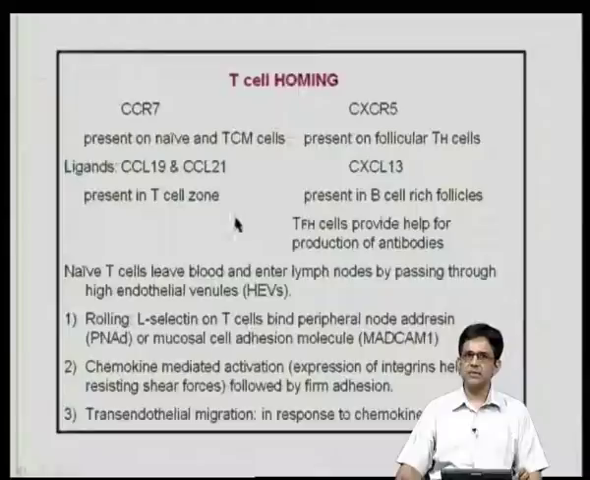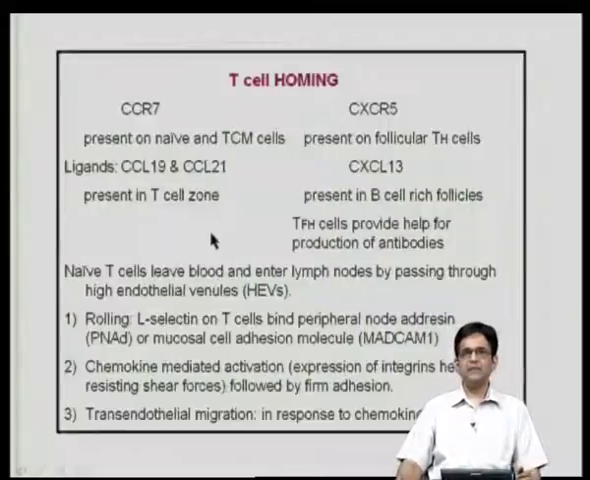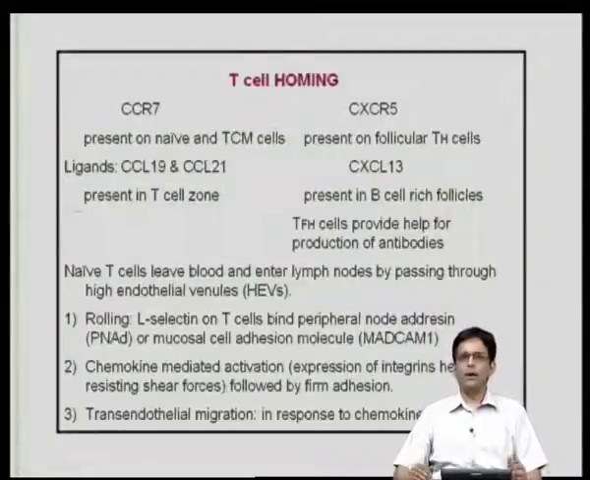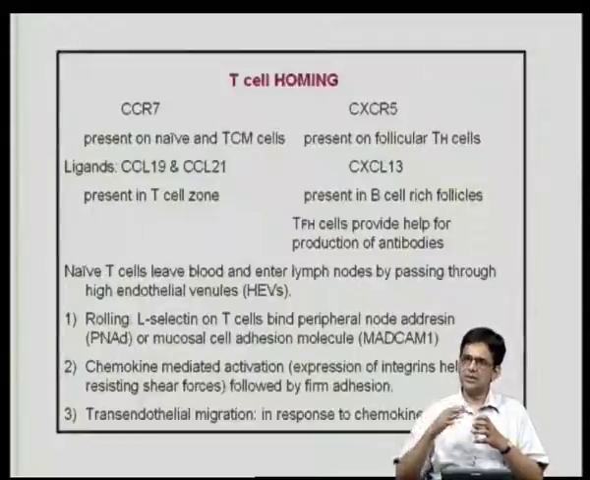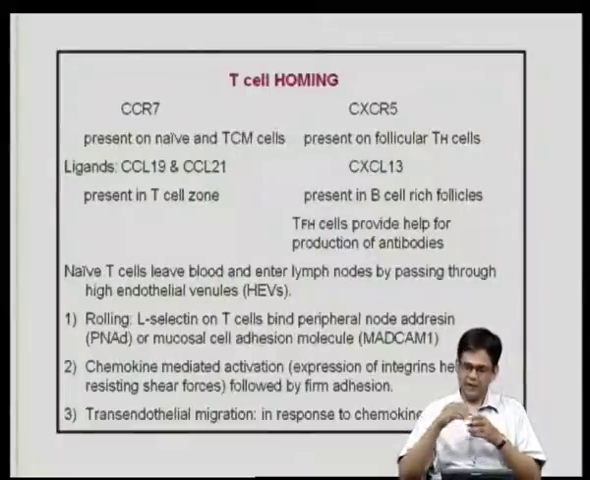Now, CCR7 is present on naive cells and a population of cells known as the central memory cells. Now, CCR7 binds to two ligands, CCL19 and CCL21, which are present in the T cell zone. Now, what usually happens is naive T cells leave blood and enter lymph nodes by passing through high endothelial venules. So, what are these? HEVs are structures where the T cells or lymphocytes are floating around in blood. How do they enter lymph nodes? They enter lymph nodes through these HEVs. And how does that happen?